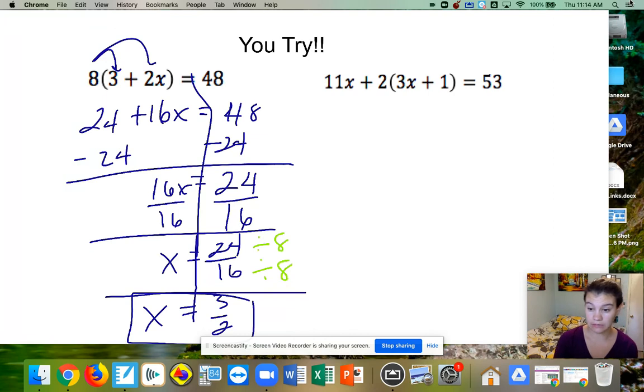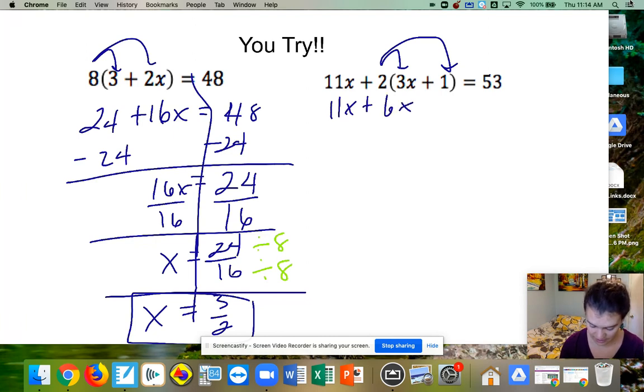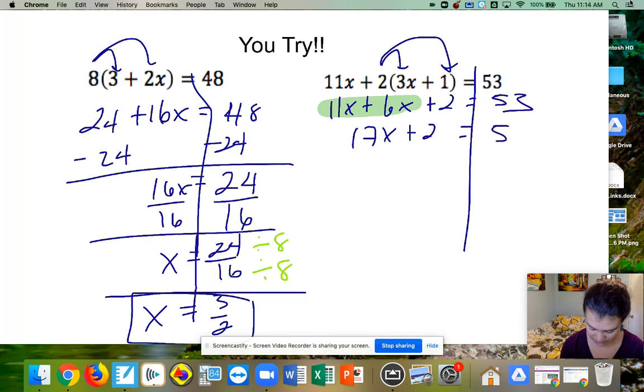All right, the second one over here is a little tricky, but you're going to start by distributing. So this 11x stays the same. We didn't do anything with that. Move it over a bit. And then the 2 times 3x gives you 6x, and then plus 2 equals 53. So now we're going to combine like terms because these two are the same. So we can get 17x plus 2 equals 53.